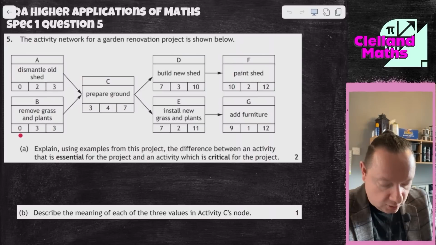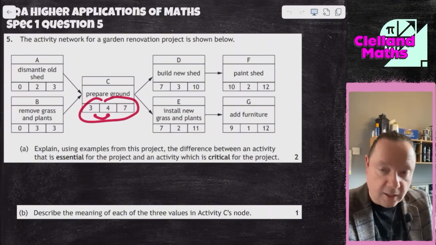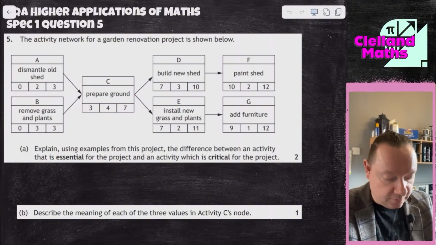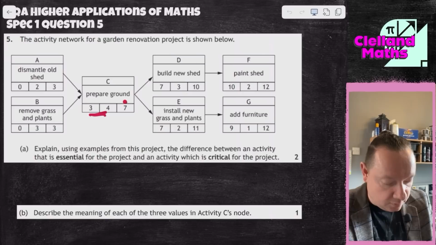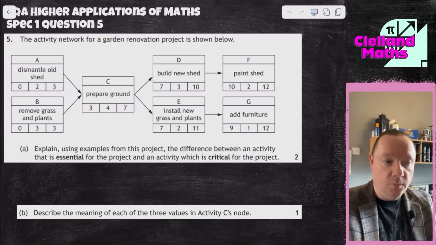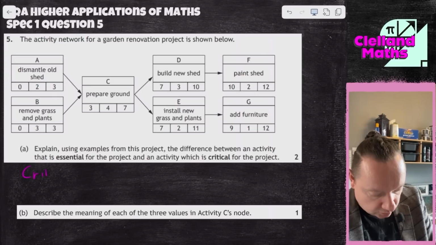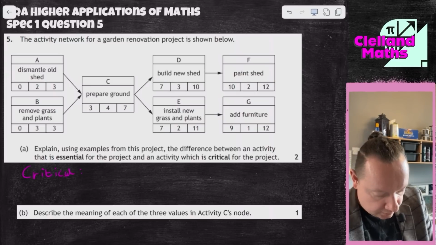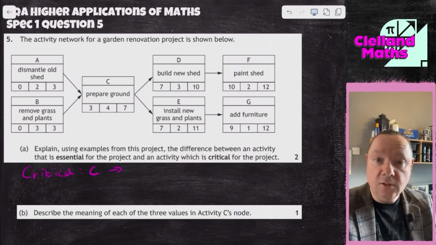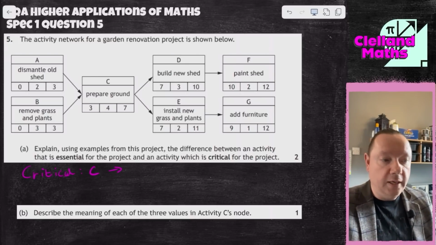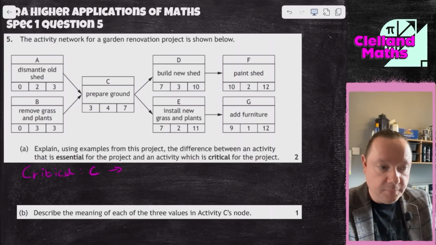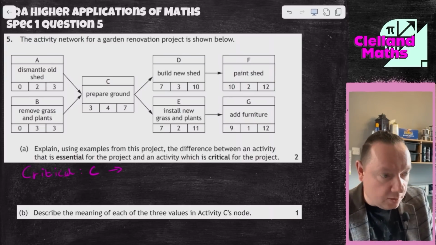B would be critical because it starts at 0, takes 3, and lasts for 3. C would be critical, starts at 3, lasts 4, ends at 7. 3 and 4 make 7. So any time when these two numbers add up to the end number, that would be critical, okay? So let's pick one of these critical tasks. I'll just say C, and then we need an explanation for that. What we're looking for here is that any delays to that activity would cause a delay in the whole project's end date, okay? So it's on the critical path.